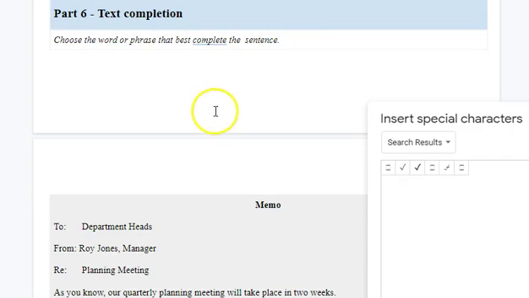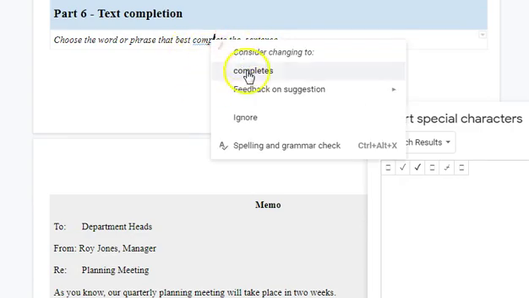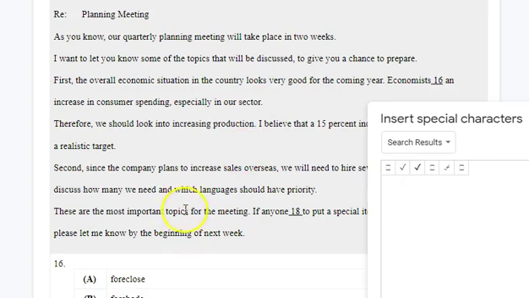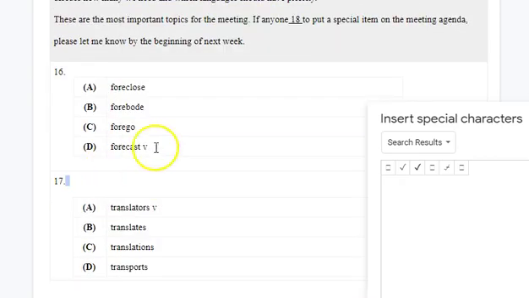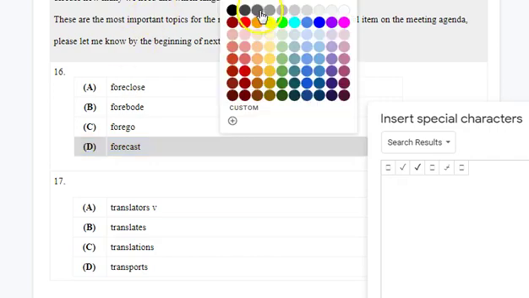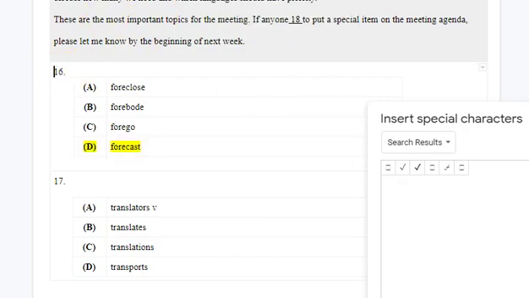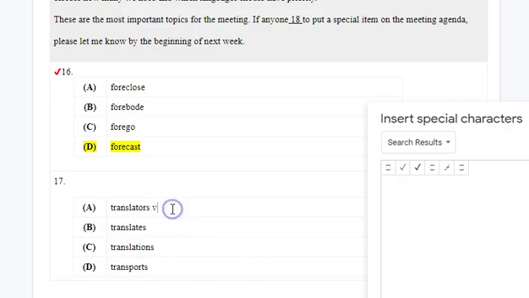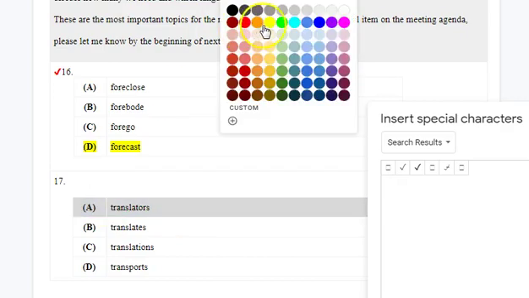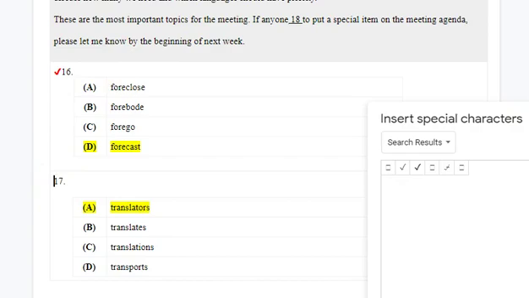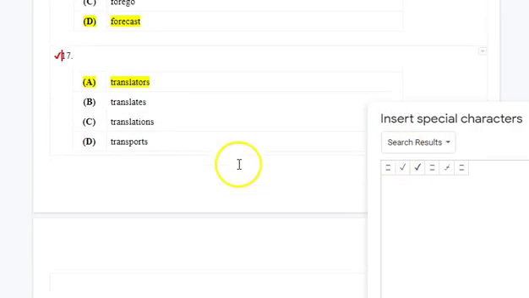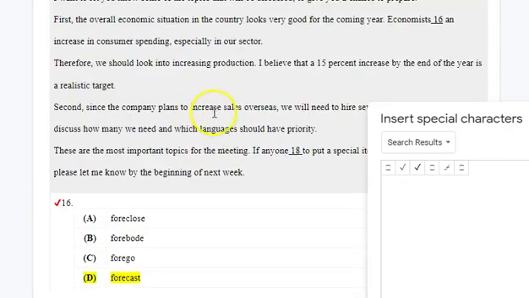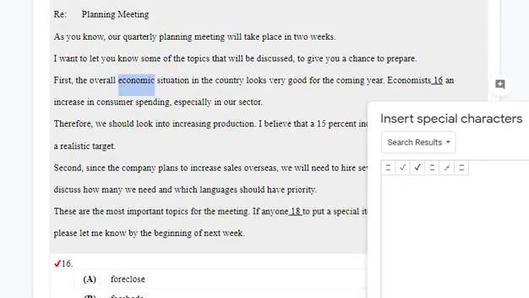All right. Choose the word or phrase that best completes the sentence. So read this one with your answers, okay? Okay, as you know, our quarterly planning meeting will take place in 2 weeks. I want to let you know some of the topics that will be discussed to give you a chance to prepare. First, the overall economic situation in the country looks very good for the coming year.